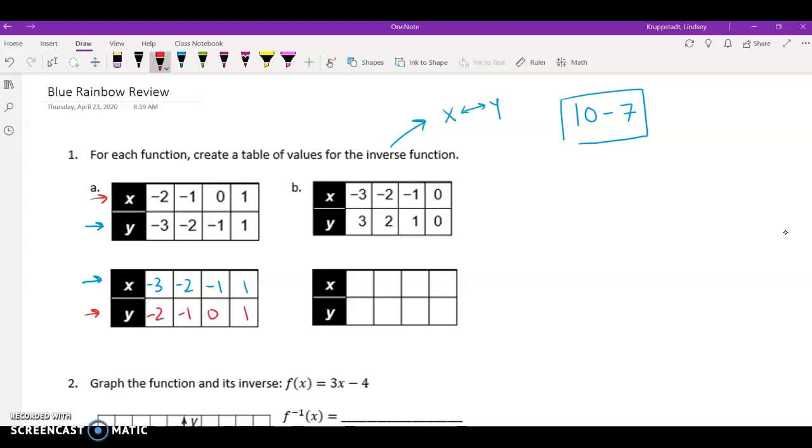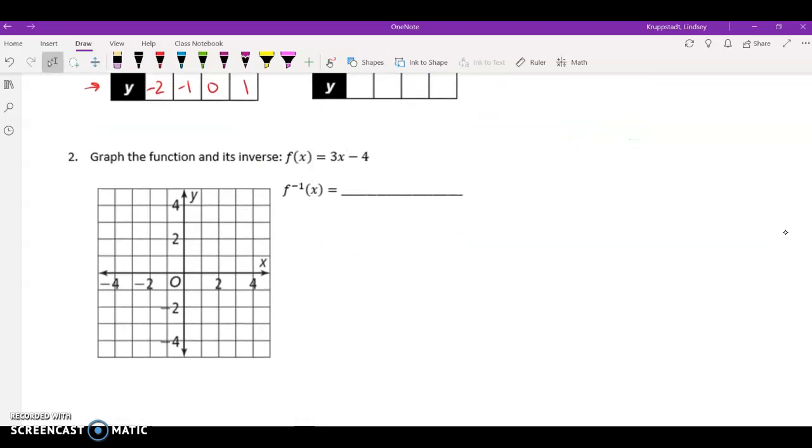You can do the same thing for the second table. Number 2 is graphing the function and its inverse. Multiple ways you can do this. My suggestion would be the fastest way to graph this would be to use slope and y-intercept. So our y-intercept here would be -4. So I would plot a point at -4. And then I'm going to use slope, which is 3.